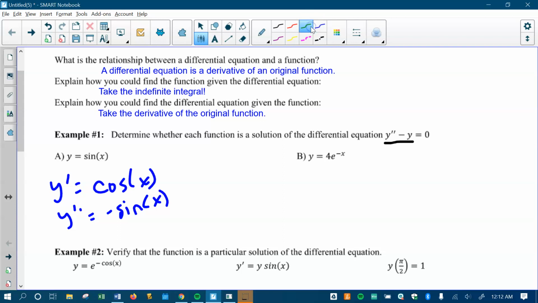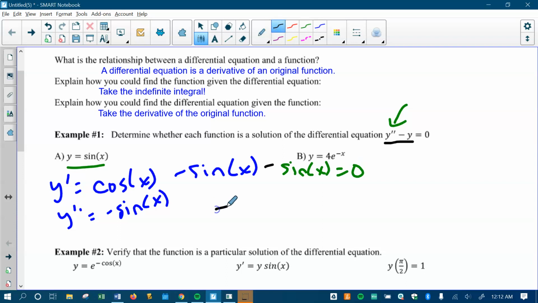What I just did is I took y double prime. The reason I took y double prime of my equation is because I need to see what y double prime is. I'm going to take this negative sine x, which is y double prime. I'm going to subtract from it y, that's sine x. I got my colors confused here. And if I get 0 out, then y equals sine x is a solution to the differential equation.